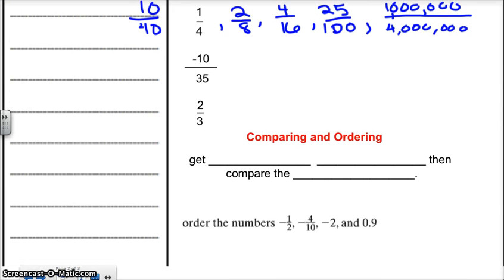Negative 10 over 35. Give me some equivalent fractions to that. Christian? Negative 20 over 70. Christian doubled it. Yes. Natasha? Negative 5 over 7. Nice. Thank you for choosing that one. You can definitely divide them both. We'd have to divide them both by 5, right?